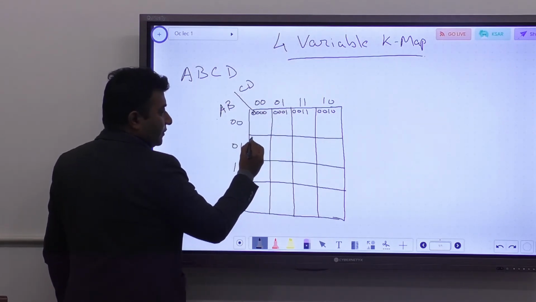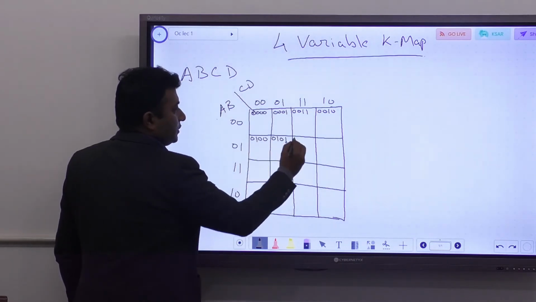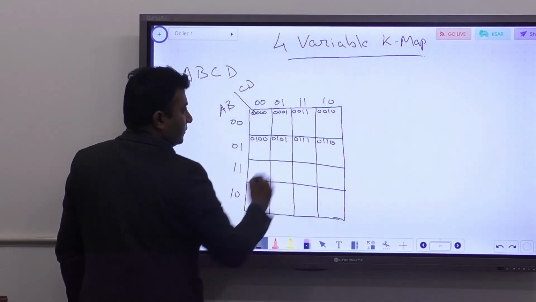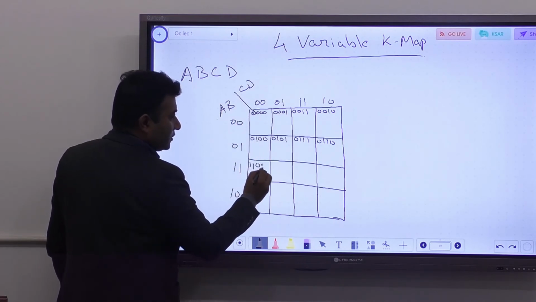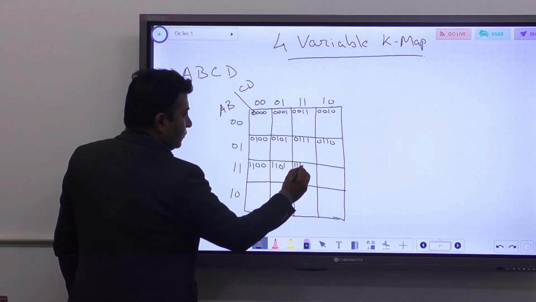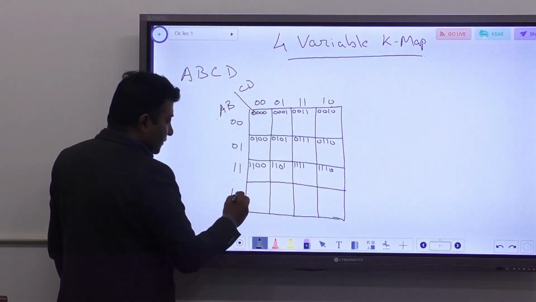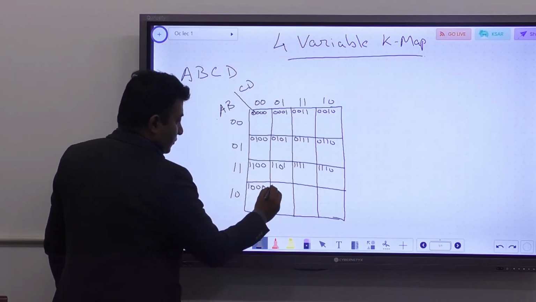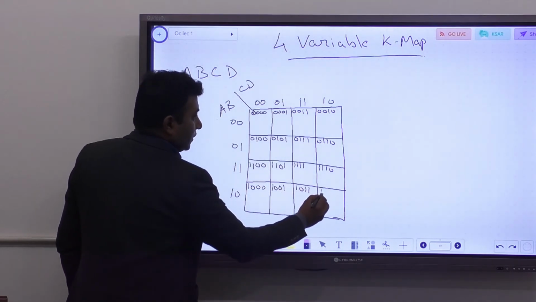Similarly, in this, A and B first, 0, 1, then C and D, 0, 0, 0, 1, 0, 1, 1, 1, 1, 0. Okay, for this, A and B first, it is 1, 1. After that, C and D, that is 0, 0, 1, 1, 0, 1. This one is 1, 1, 1, 1, and this one is 1, 1, 1, 0. This one would be 1, 0, 0, 0, 1, 0, 0, 1, 1, 0, 1, 1, and 1, 0, 1, 0.